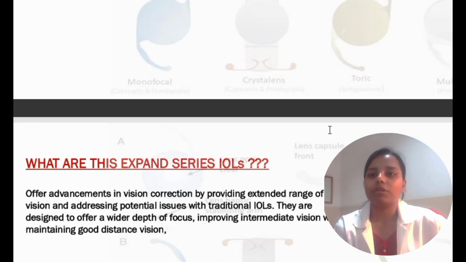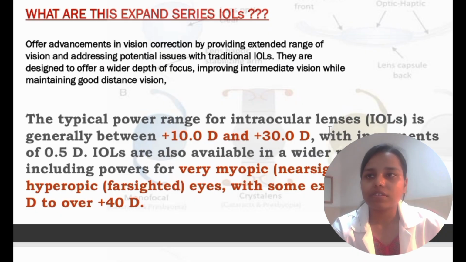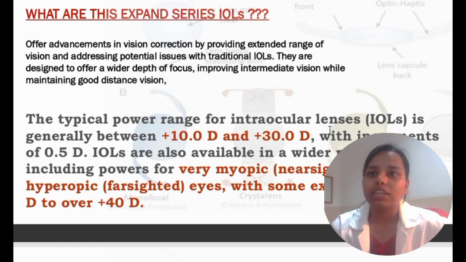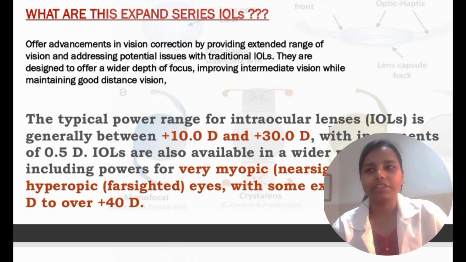Okay, so here it comes. What are these expand series IOLs? These expand series IOLs are an advancement in vision correction by providing an extended range of vision. They provide the patient an extended range of vision, addressing the potential issues with traditional IOLs. They are designed to offer a wider depth of focus, improving intermediate vision while maintaining good distance vision. This definition is a little bit tougher to understand, so I'll tell you in an easy way.